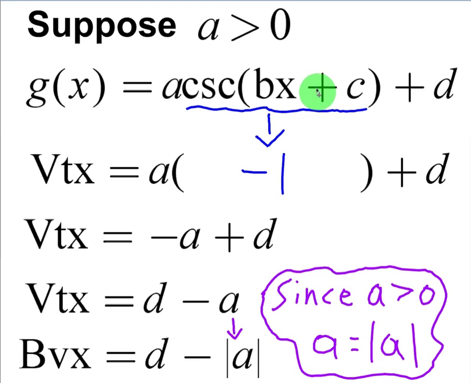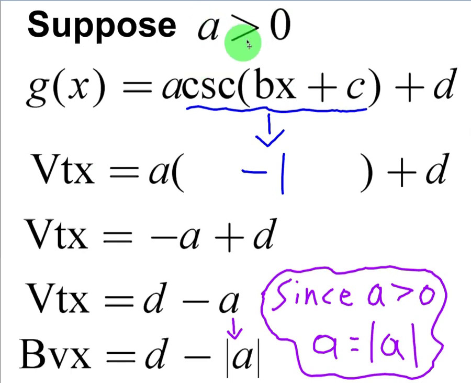So we've already shown, we can see on the graph that one of the vertices, you could say, is going to have a y value of -1. So we're going to go ahead and plug that in for the cosecant of bx plus c, and that will give us the y value of that vertex. But we don't know for right now whether or not that's going to be the bottom or the top of the vertex. Now, A is going to be positive in this case.